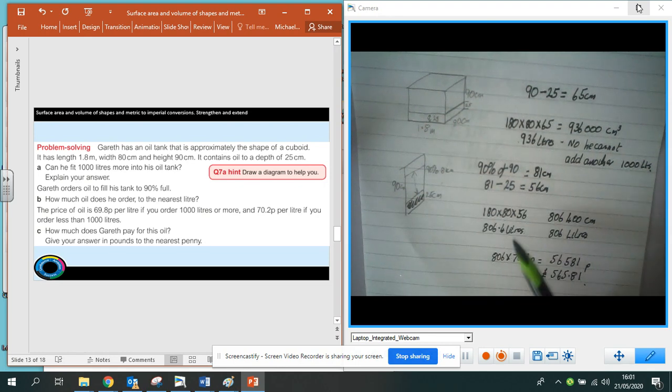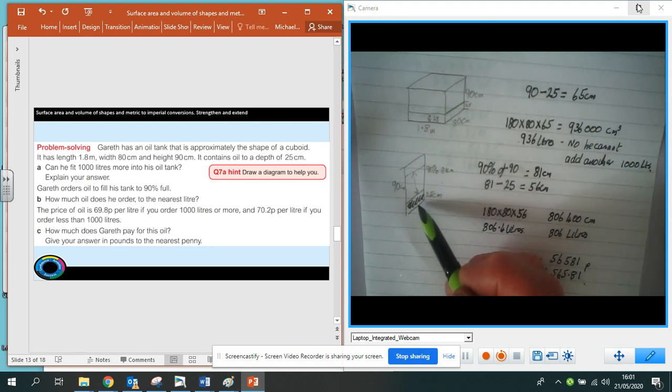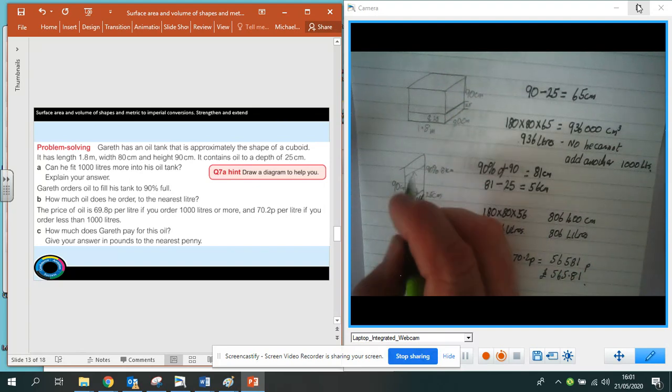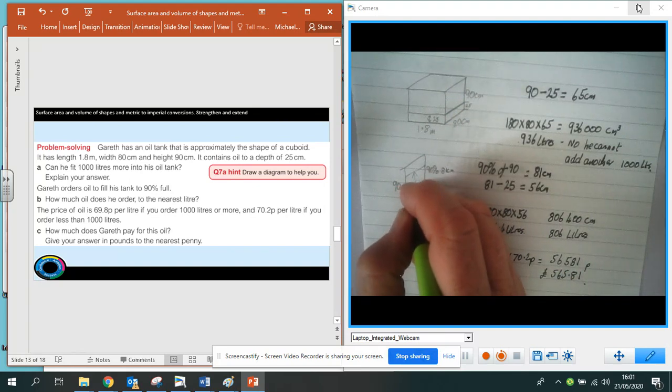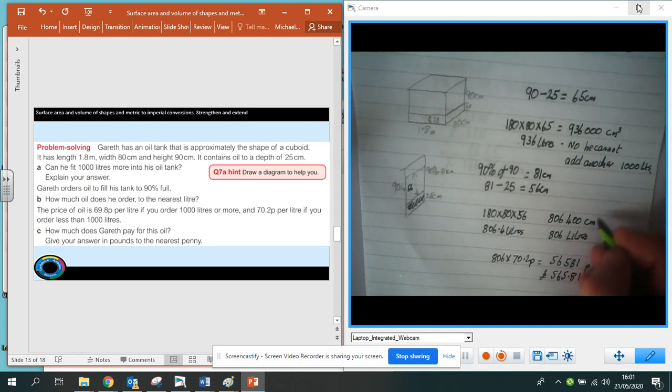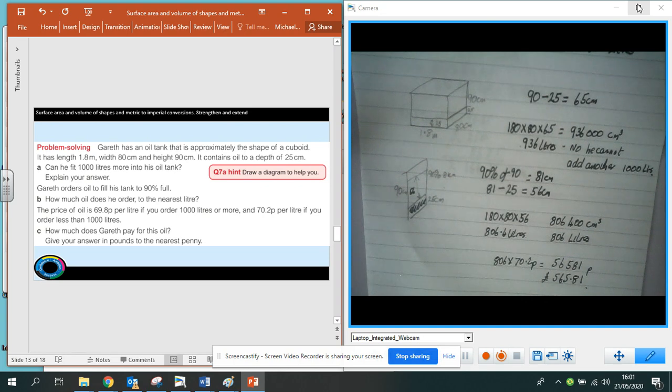Now, at the moment, there's 25 centimeters of oil already there. So he needs to add another 56 centimeters. So the amount of oil he's going to add is 180 times 80, just as before, times 56, which is 806,400 cubic centimeters of oil.